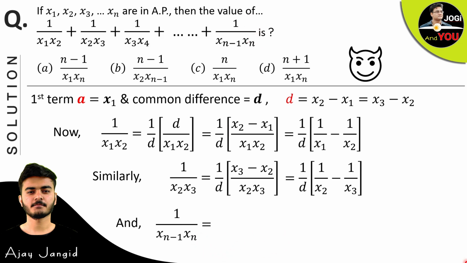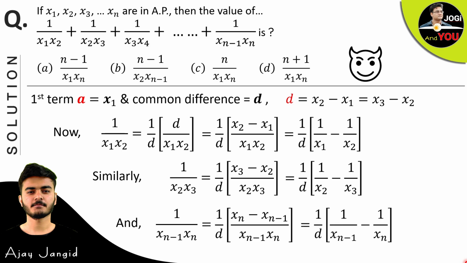According to what we have done previously, we will see our sequence what we have in denominator: x1, x2 and x2 minus x1 in numerator. So the same sequence is matching here. x2, x3 is in denominator and x3 minus x2 in numerator. So the same way we will match here and write. Because in denominator, we have xn minus 1 and xn, so our numerator will be xn minus xn minus 1. And after solving this, we have 1 upon d in bracket 1 upon xn minus 1 minus 1 upon xn.